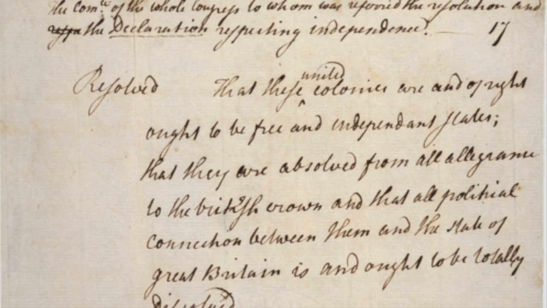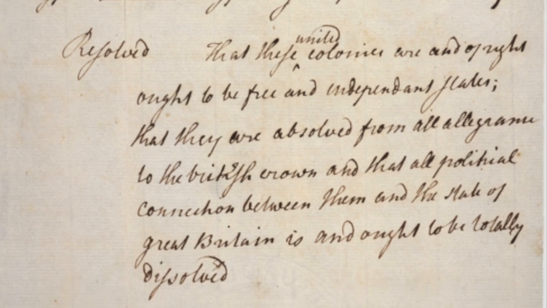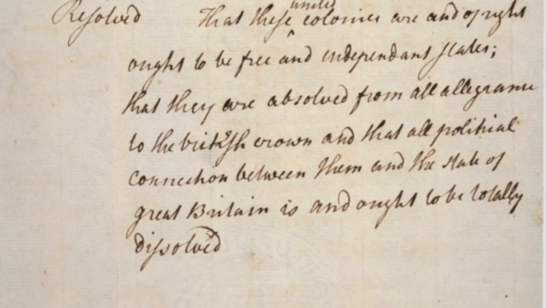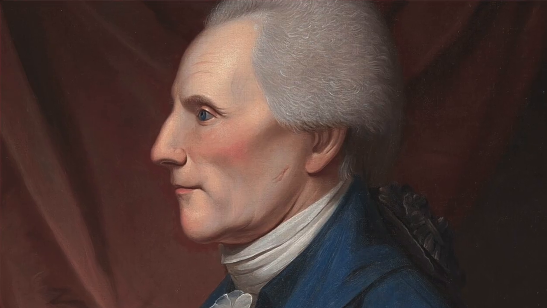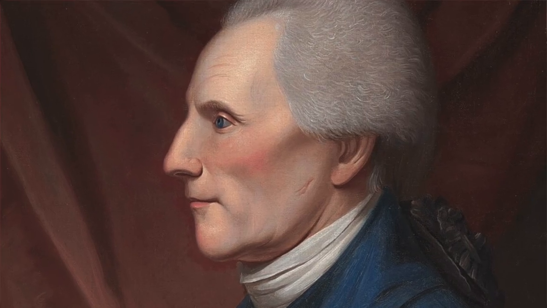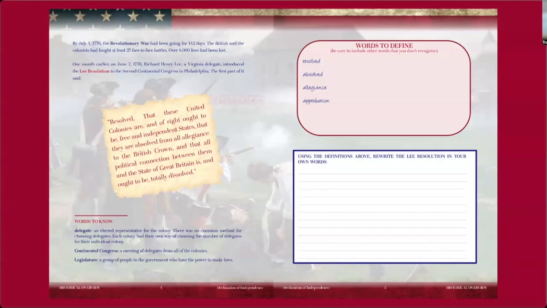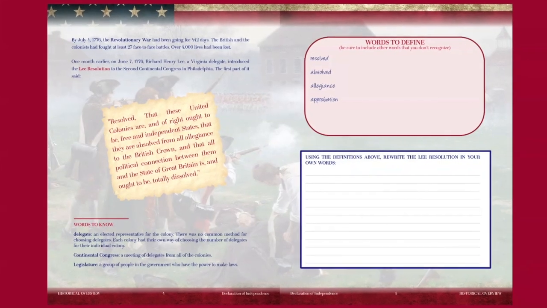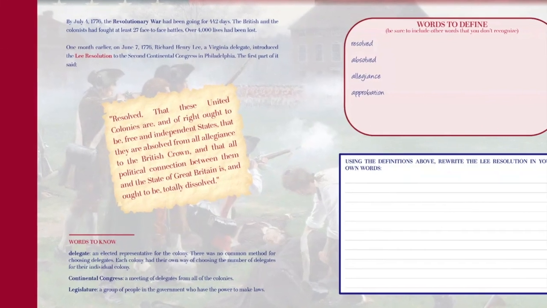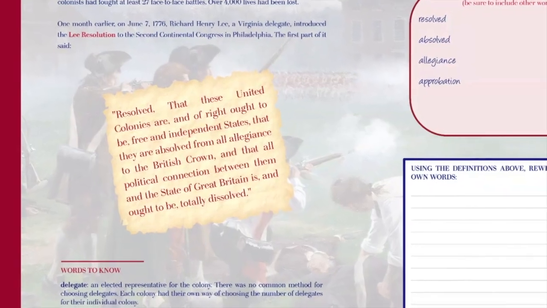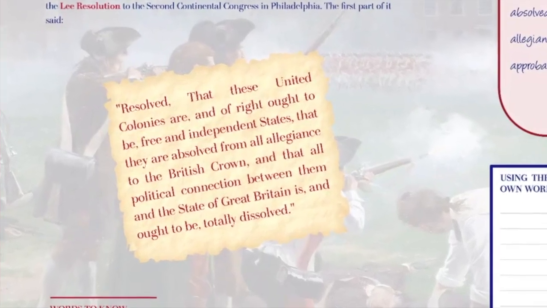I don't know if you're familiar with the Lee Resolution, but on June 7th, 1776, Richard Henry Lee, the delegate from Virginia, officially proposed that they vote to declare independence. So Workbook 1 starts with a brief historical background that includes the text of the Lee Resolution, which is what the delegates actually voted on when deciding for or against independence.